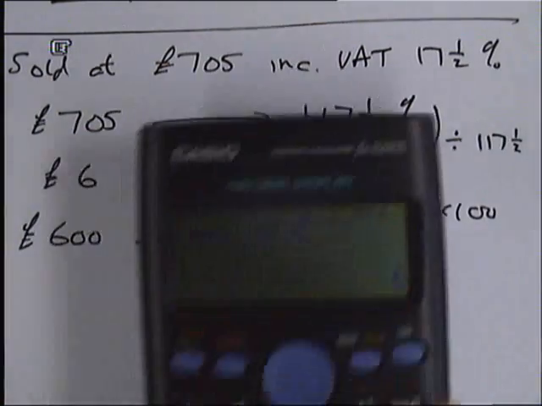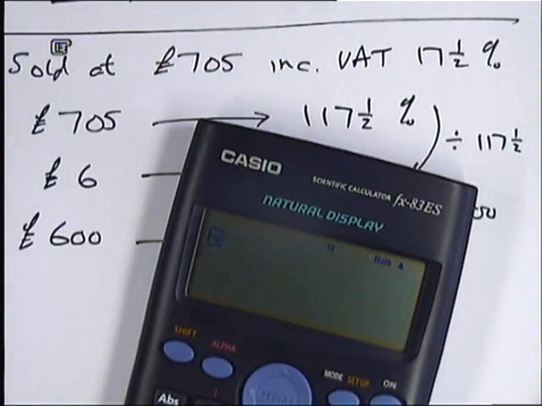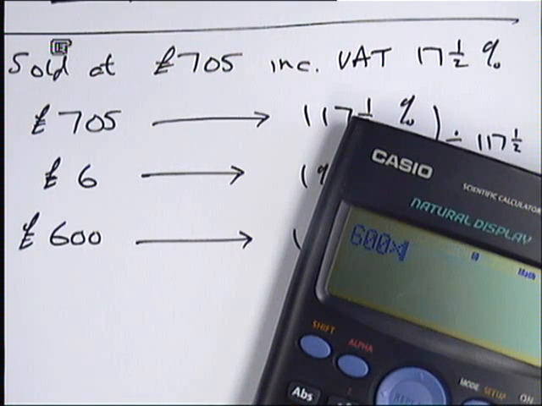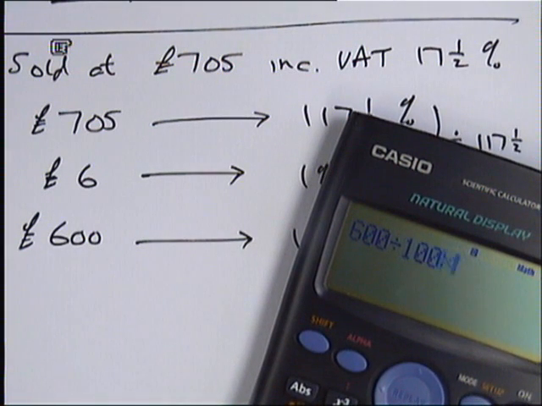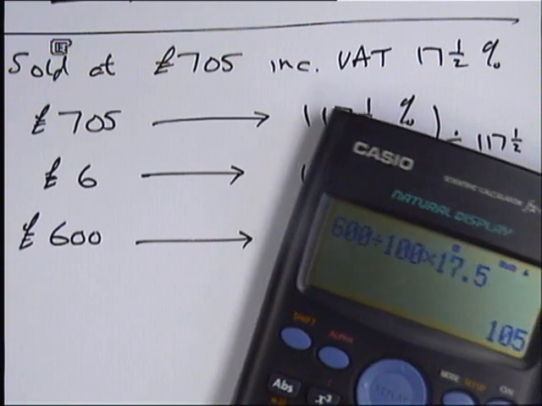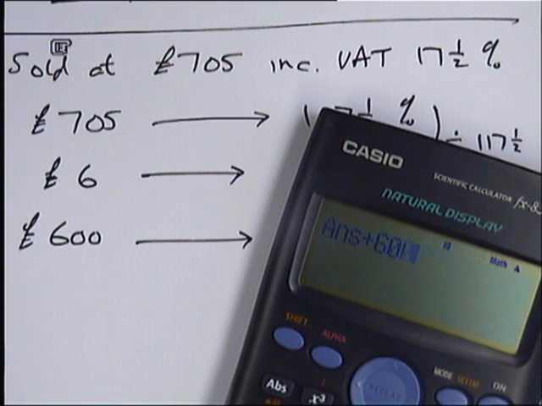And if you want to check, you have 600, put that 600 in your calculator, and if you times it by 17.5%, if you've got a percent button on the calculator, you could do that straight away. Otherwise, divide it by 100, times it by 17.5, that's the VAT, 105, and if you add that on to the 600, you get the 705 that was mentioned in the question, so you know you're right.